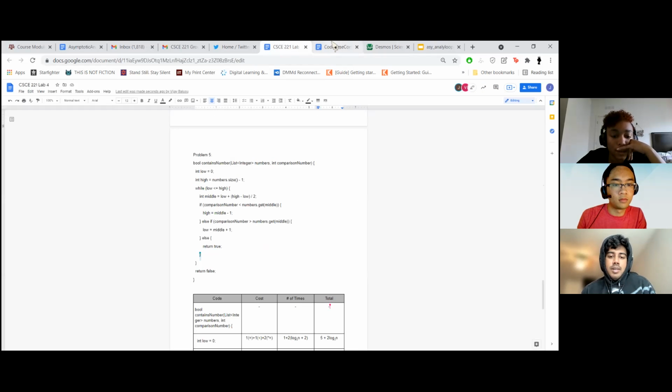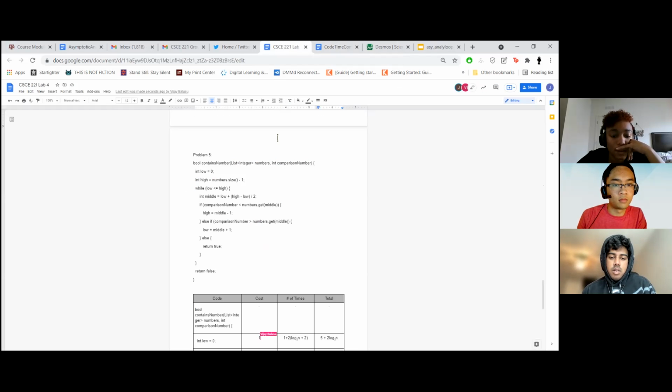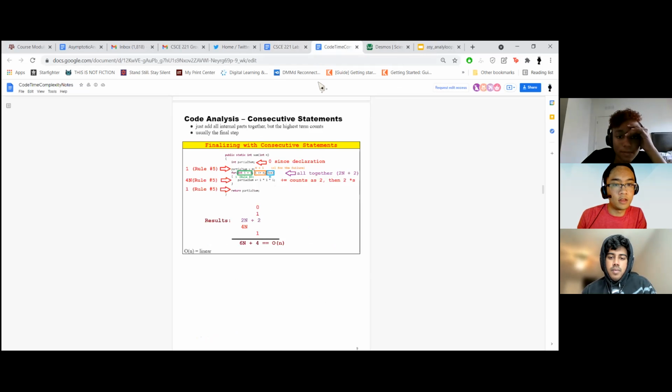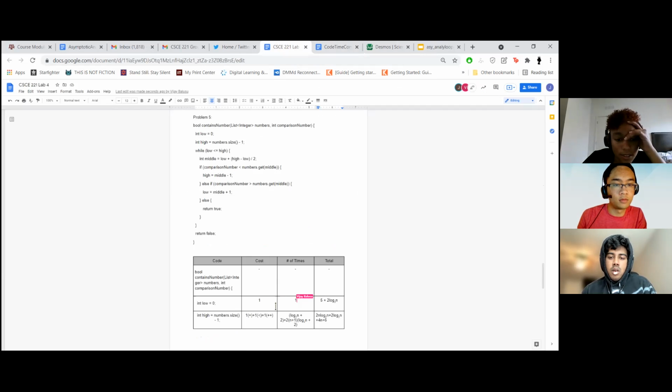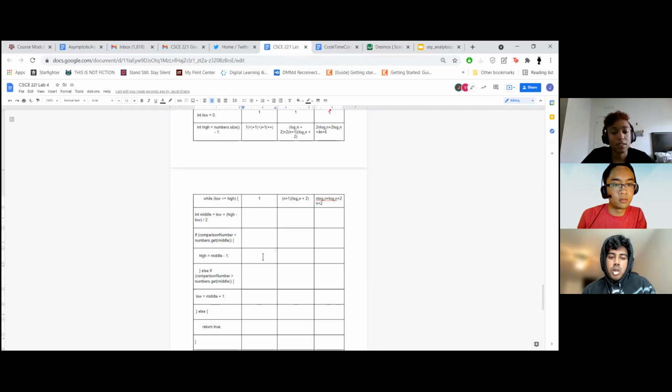Mhm. And then this would all be ones, right? So we are not counting int low. Yeah, some of these are pretty simple. Assignments are 1, but declarations are 0. So this int low equals 0 would just become 1. And then, oh, int high equals numbers dot size minus 1.